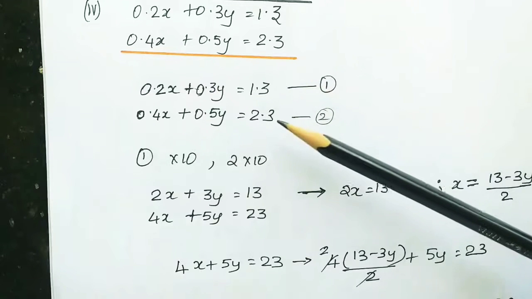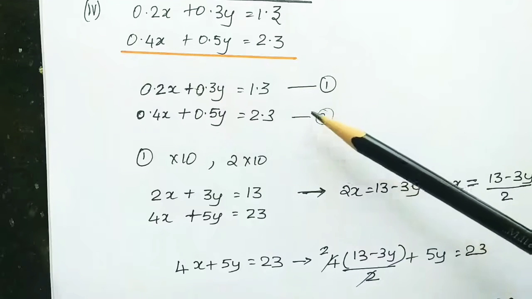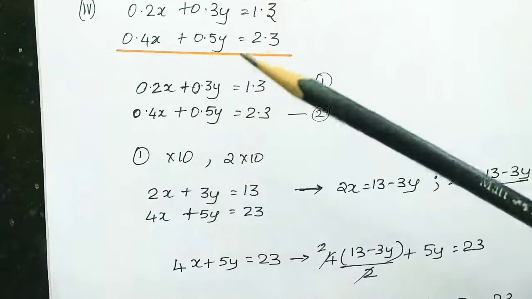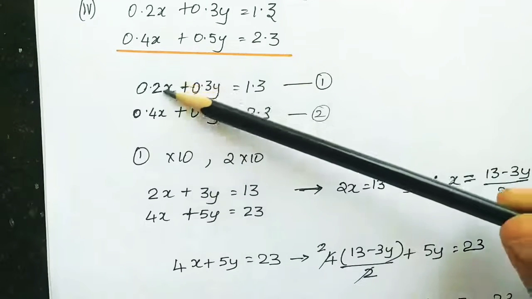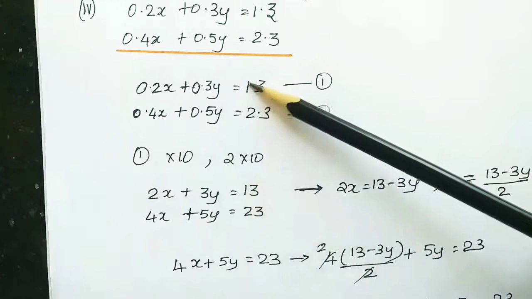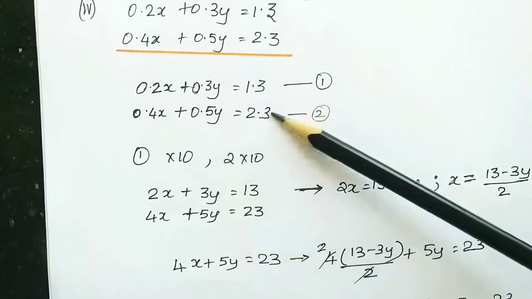Since these two equations have decimal numbers, we are going to multiply these two equations by 10 so that we can get rid of the decimal point. So 0.2 into 10, it shifts to the next place, it is 2x, plus 3y is equal to 1.3 into 10 is 13, isn't it? So 4x plus 5y is equal to 23.